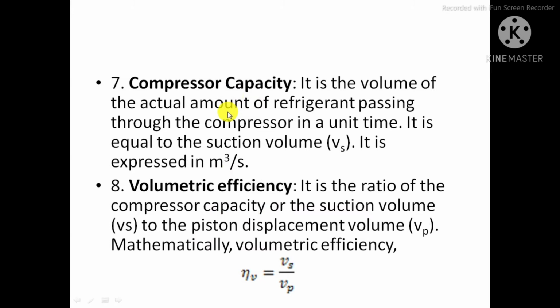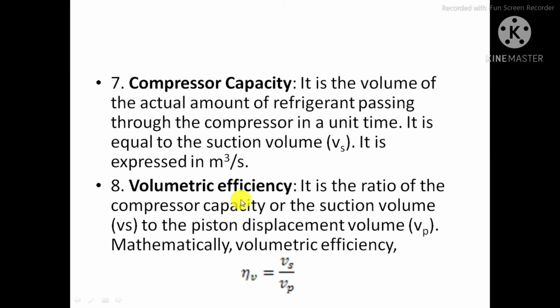It is the volume of the actual amount of the refrigerant passing through the compressor in a unit time. So we can say in 1 second how much volume of the refrigerant is passing through the compressor. That is represented as compressor capacity. Its unit is cubic meter per second.